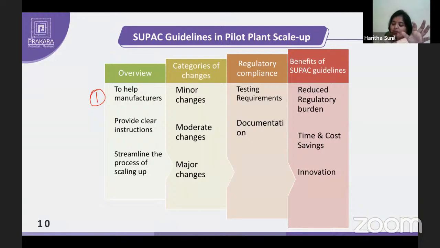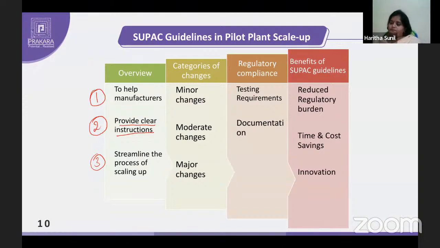And these guidelines provide clear instructions on what testing, validation and documentation are required for different types of changes that are taking place during the scale up. And it streamlines the process of scaling up, so it will go in a very smooth way. It ensures that minor changes do not require the same level of regulatory scrutiny as the major ones. For example, if the changes that you have done in the scaling up do not affect the efficacy of the final product, then you need not go for regulatory approval again and waste all the time and money for the approval, right? So that is why the SUPAC guidelines are a boon for the pharmaceutical manufacturers.